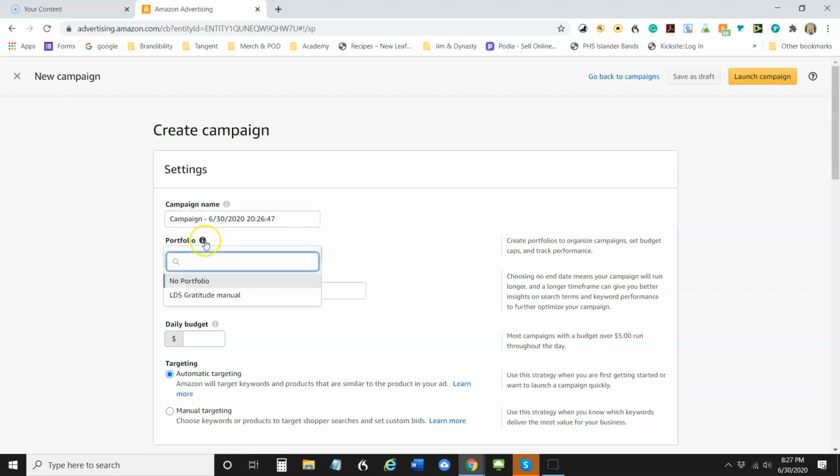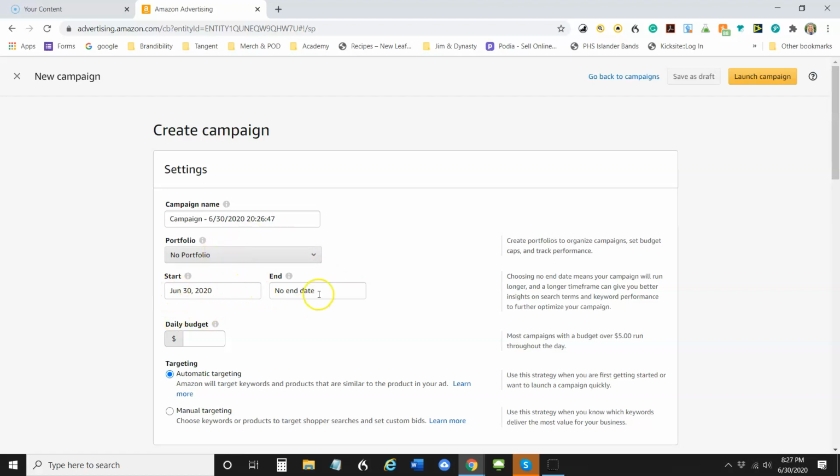This is a portfolio, and you can create portfolios to put things into so that you can find them. Maybe you want to make a niche portfolio, and then you can put those types of books within that portfolio. Or maybe you want to make it by your author name or something like that. But this is a way to group ads.